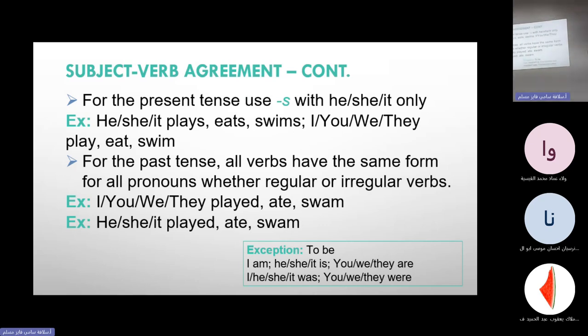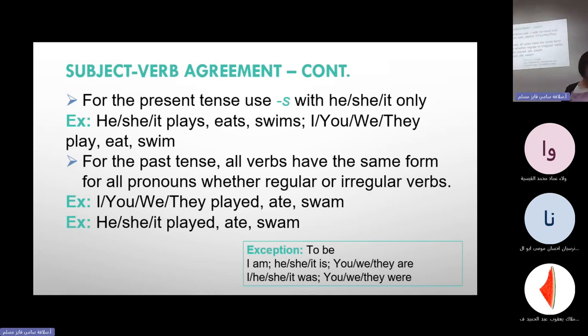Exactly. He plays, she plays, it plays, or he eats, she eats, he swims, she swims, it swims. And with I, you, we, they: I play, you play, they play, I eat, we eat, they swim, we swim. So you see, the verb in the present simple is the root verb, the base form. Okay? Only with he, she, it we use the S.